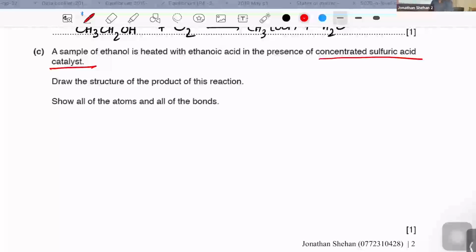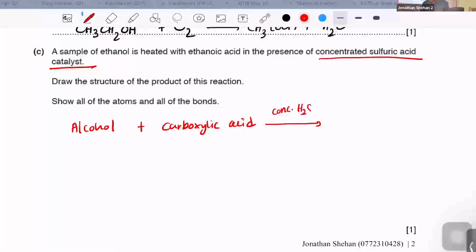Right, guys. Now, alcohol and carboxylic acid, when they react, we can write down: if an alcohol reacts with carboxylic acid. Any extra note you need to quickly write down? When I write down, we can react alcohol with carboxylic acid in the presence of concentrated sulfuric acid as a catalyst. It forms a molecule called ester.